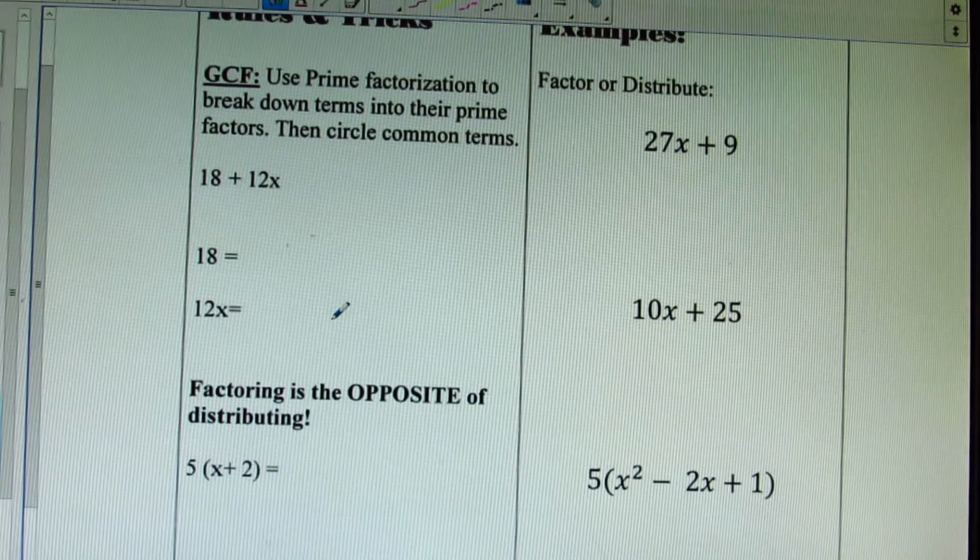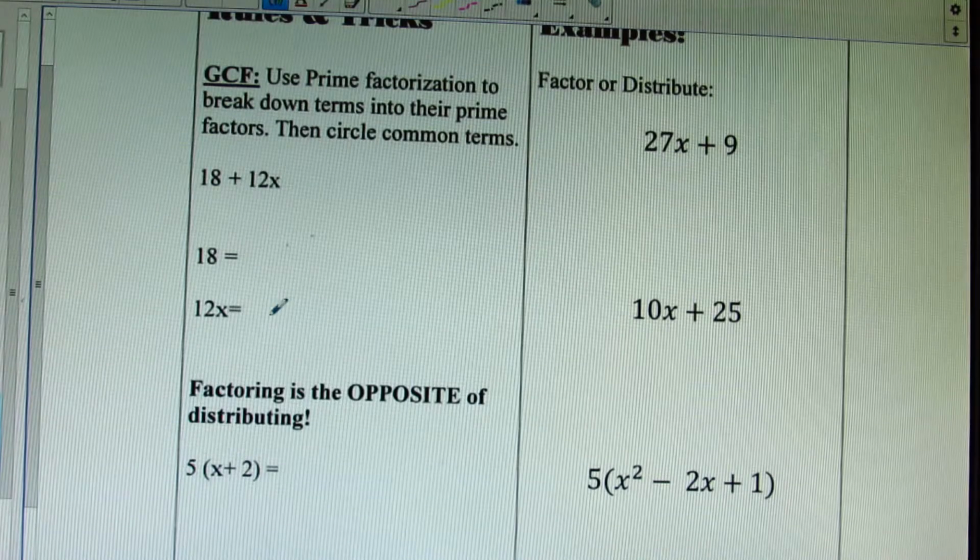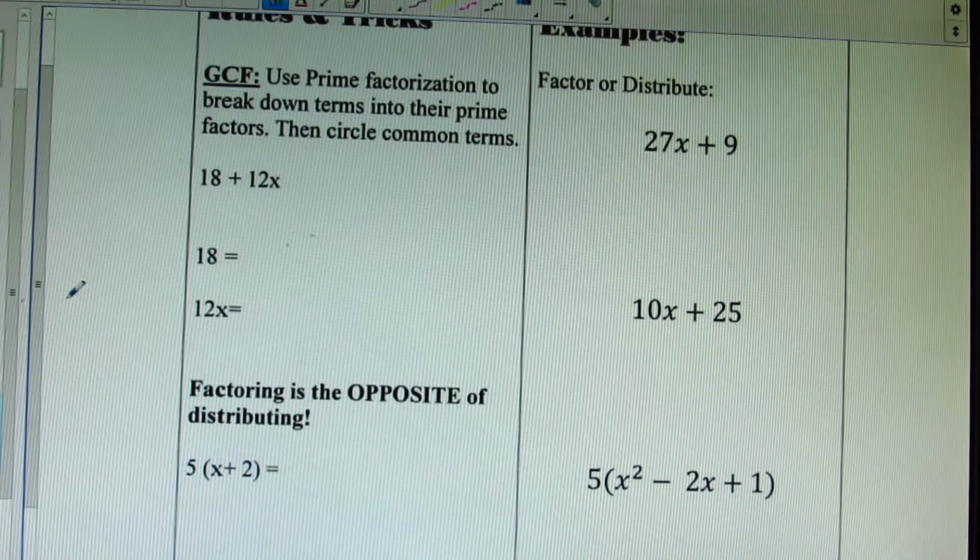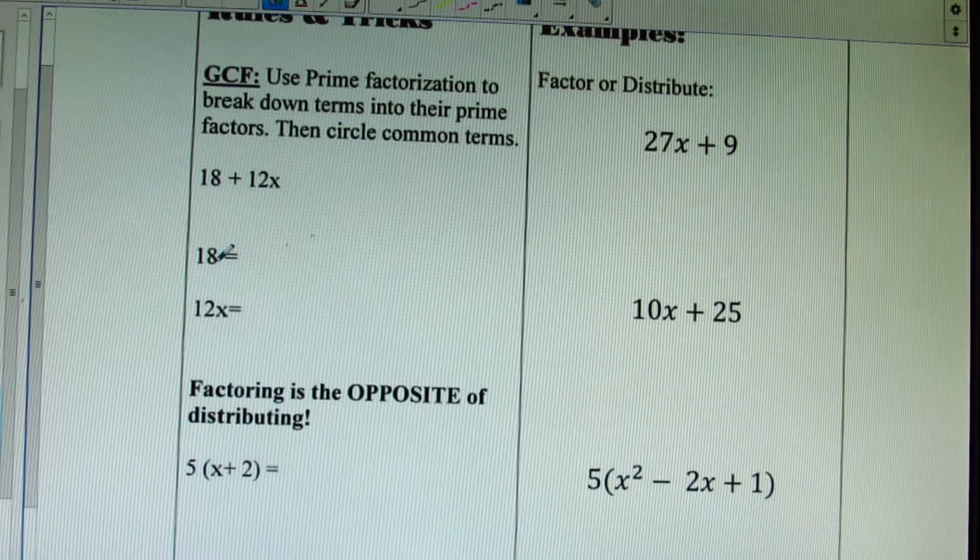12, I can write 12 times 1, I can write 6 times 2, I can write 3 times 4. The question is, which one of these, the largest one, can possibly divide evenly into 18? Well, 12 can't go into 18, so that's not it. The next biggest factor is 6, and that does go into 18.